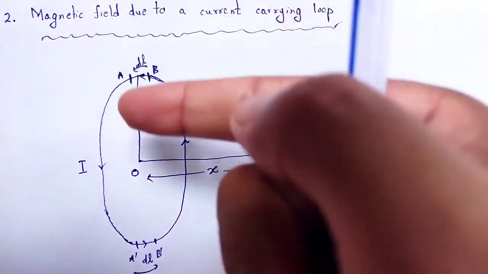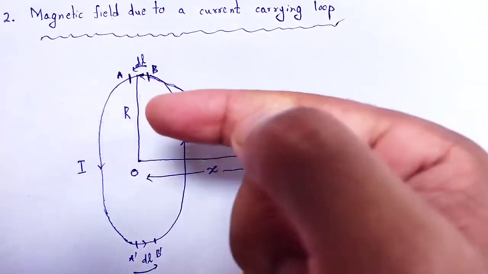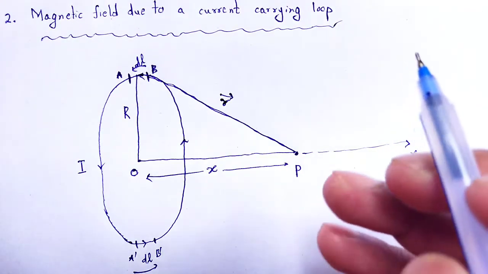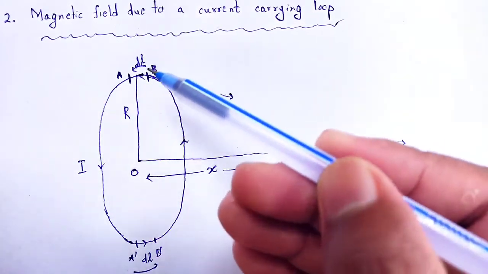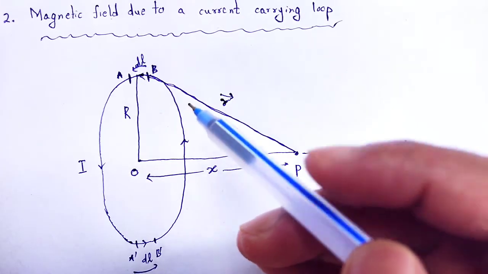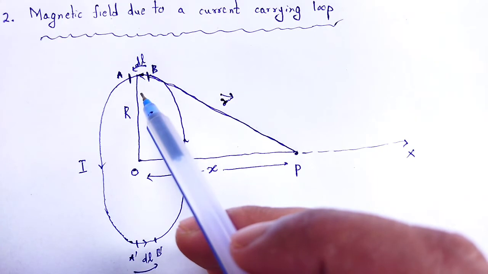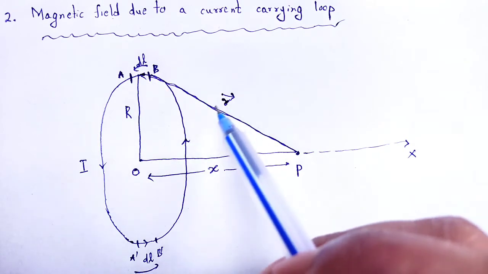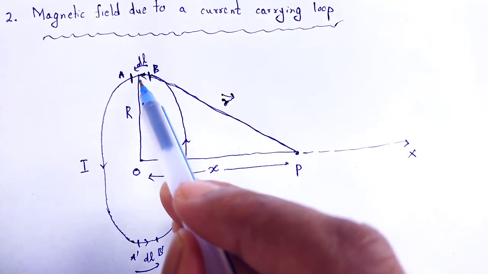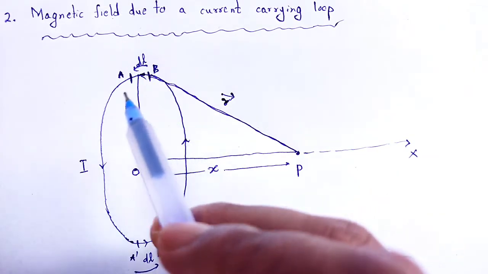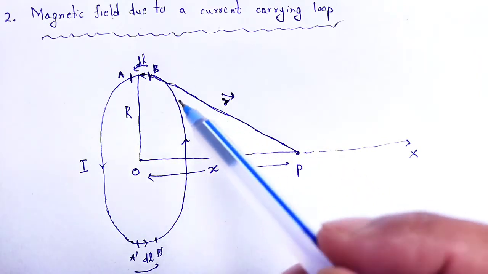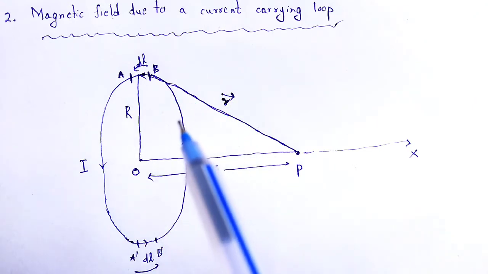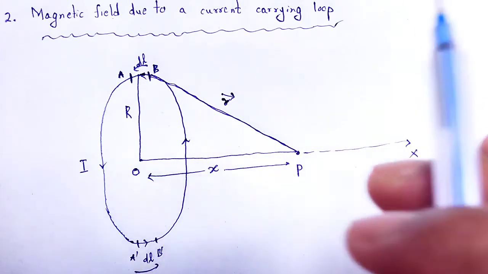Here there is the current carrying loop, a ring-like structure, and the direction of that I dl is perpendicular out of the paper. The angle between dl and the r vector is 90 degrees, since dl is perpendicular to the plane of paper, while the r vector lies in the plane of paper.